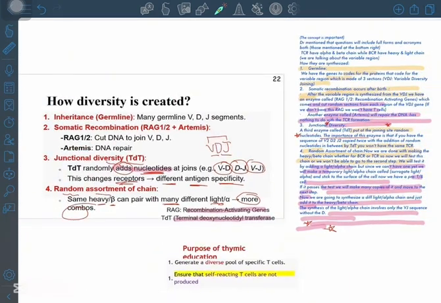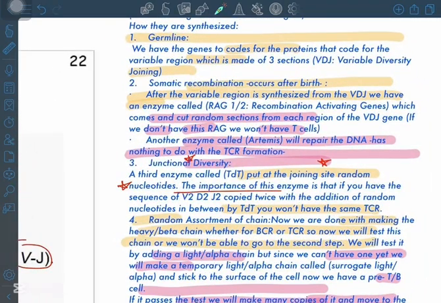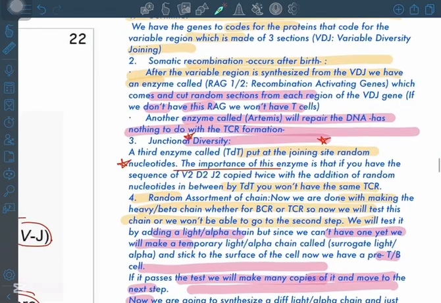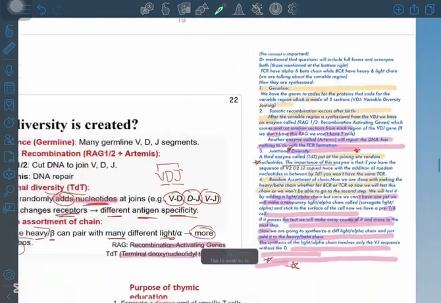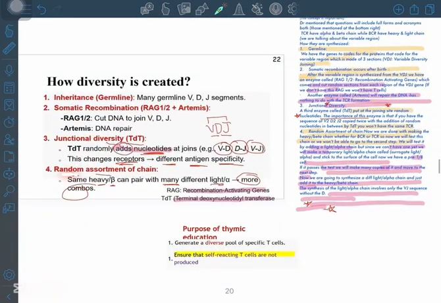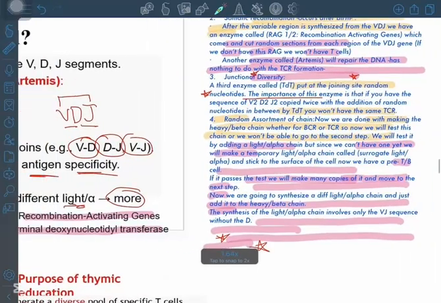So at these 3 points, I can add different nucleotides, which also gives us an idea: what if I have the same sequence copied twice? With this step, when I add a random nucleotide, I'll make it different. So we will not have the same TCR, we are going to have unique TCRs. Now for the random assortment of chains, which is basically the organization, we already explained this as well: when we have the surrogate light chain and all of that, the same heavy/beta chain can pair with many different light or alpha chains. So in this case, we're going to have more combinations.